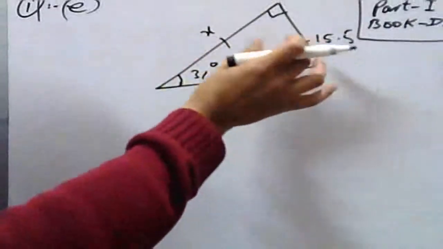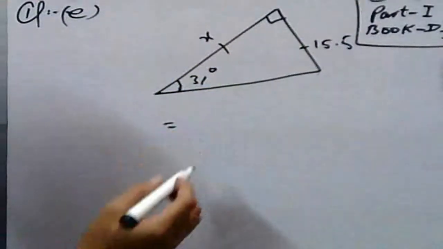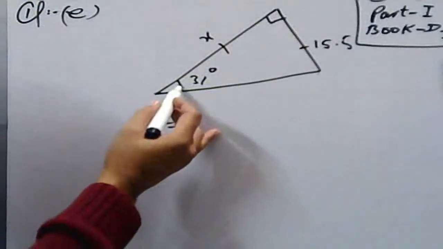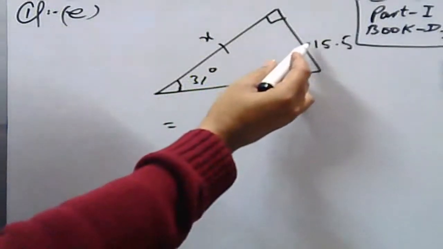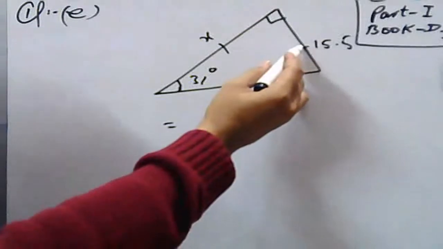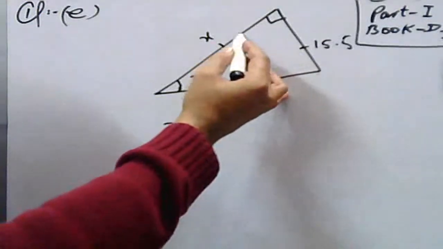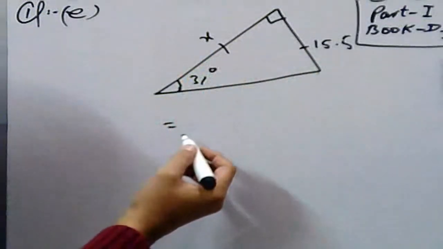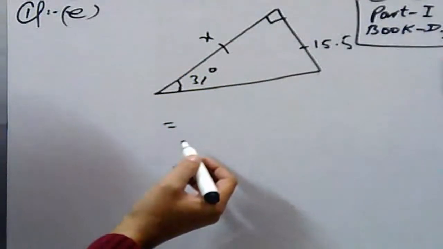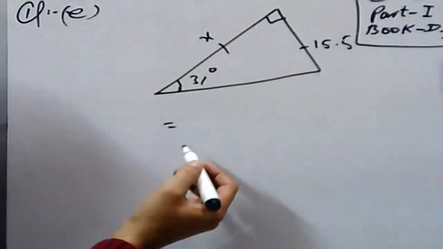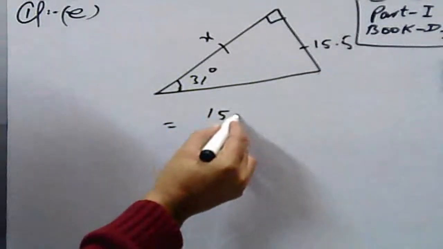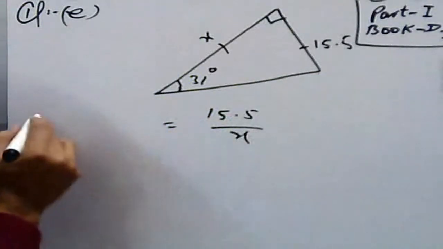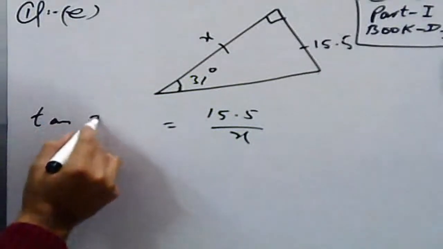So unknown side and known side, you have to take the ratio in between them. When you take this angle, the side in front of it is always considered to be the opposite side, which is known as perpendicular. So that is your adjacent. Perpendicular by adjacent is known as tan. So the ratio is tan 31 degree. So you need the value of x.